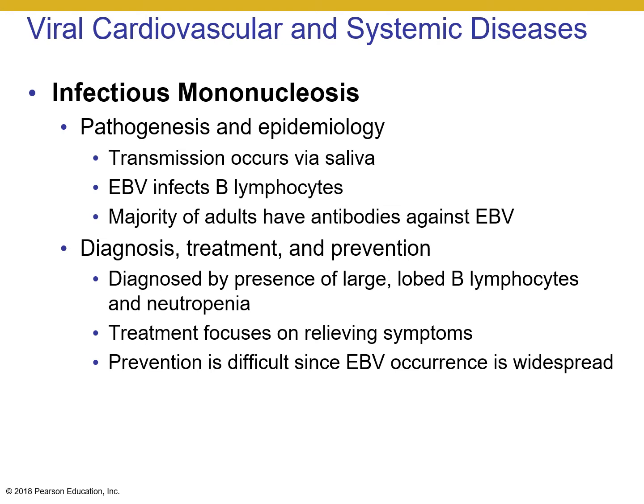But it's not unusual to see it in teenagers. Their immune system may not have had the opportunity to make the antibodies. So what we see are very large lobed B lymphocytes and neutropenia. Remember, neutropenia means few neutrophils. Treatment is supportive and prevention is almost impossible since it is found everywhere and we all have it.